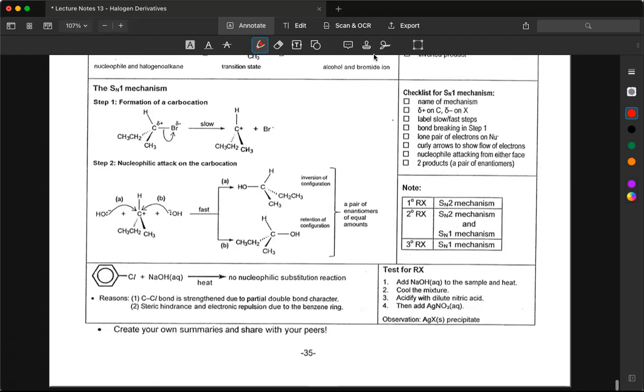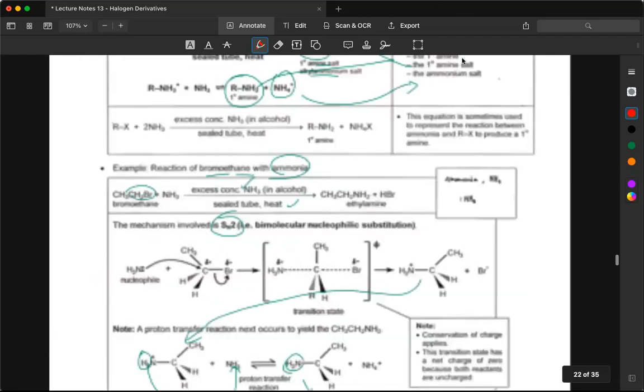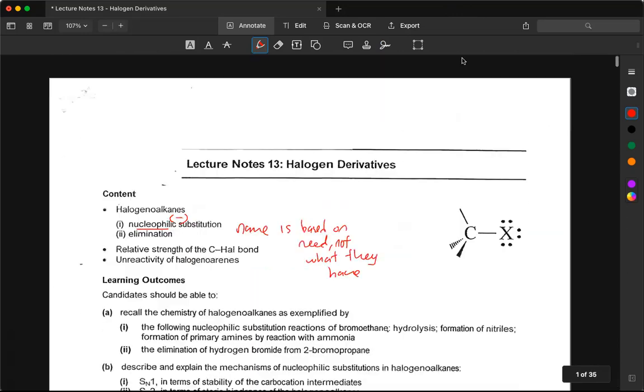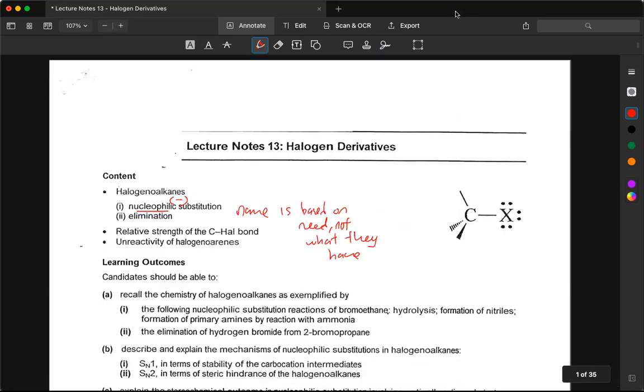Okay, so I hope it helped you to understand this topic on halogenoarenes and alkanes, halogen derivatives. So that's it. Thank you.